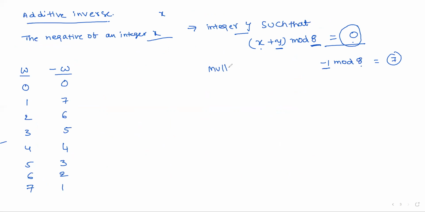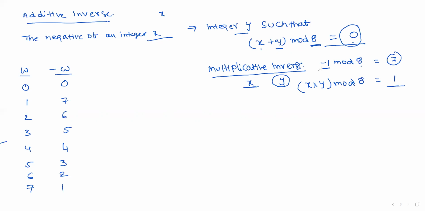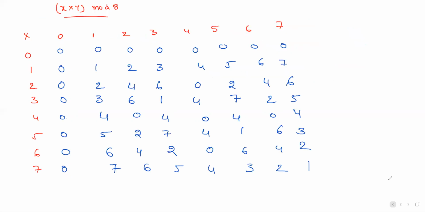You require the multiplicative inverse. Simply the same procedure. If x is an integer, the inverse of x is represented as y such that x into y mod 8 is equal to 1. In this case, we have to identify the rows where the remainder is 1. What is the procedure? We have to scan across the matrix, in the row for that integer, to find the value 1.